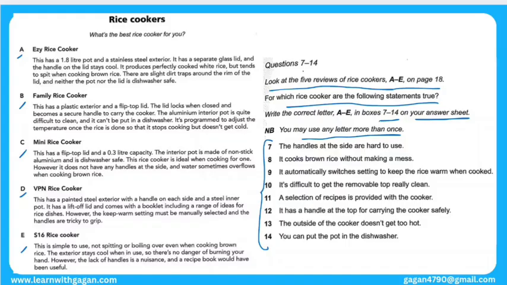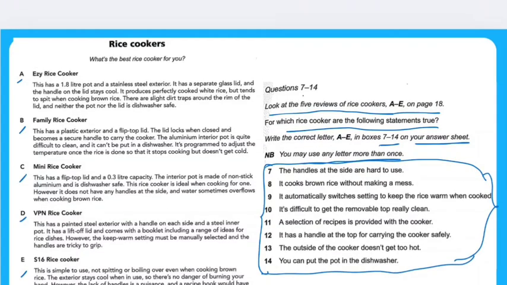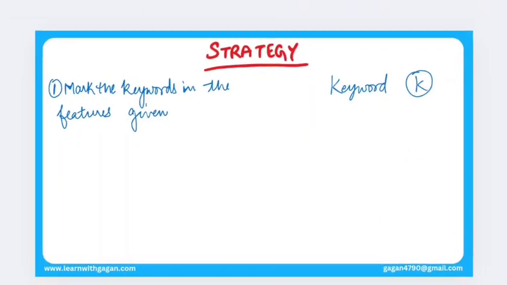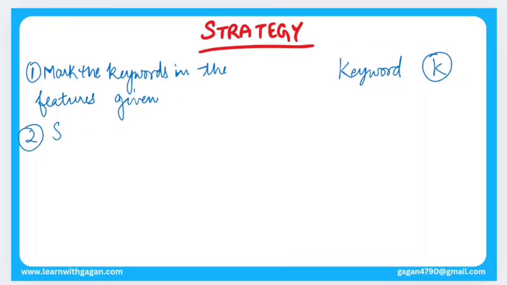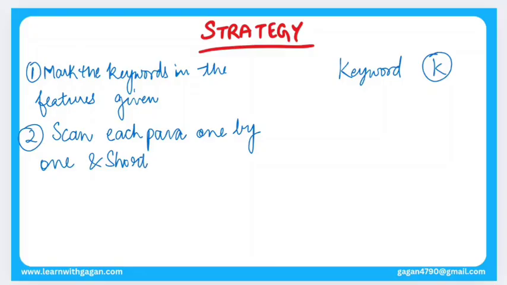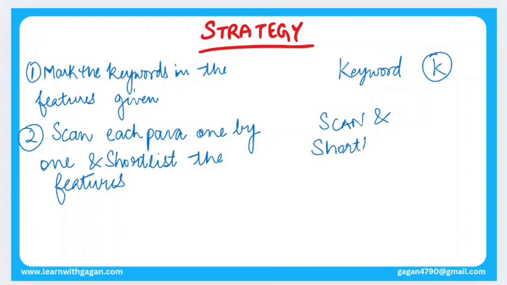So when I say mark the keywords, we have to mark the keywords in the features given in the question part. Next, once we have marked the keywords and memorized them a little bit, we'll move forward and scan each paragraph one by one and shortlist the features that match. So we call it scan and shortlist. I'll show you with an example very soon.